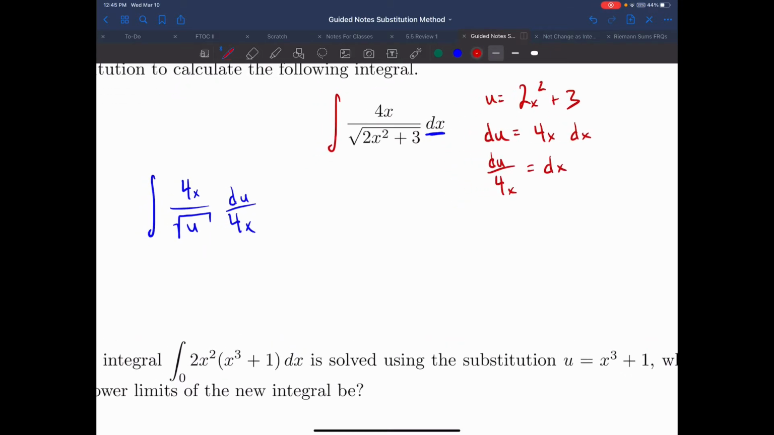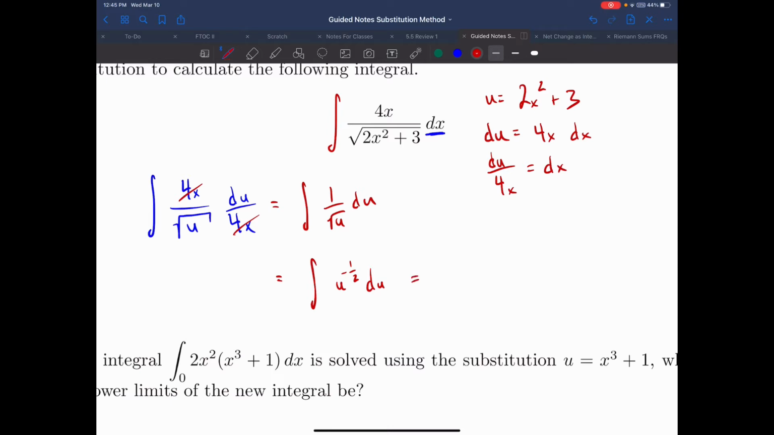So here in blue is the new integral, and I start messing with that a little bit. Cancel out the 4x's, and now it's just 1 over root u du. And we have the integral of u to the negative 1/2 du. So this is an integral that I can actually find now.